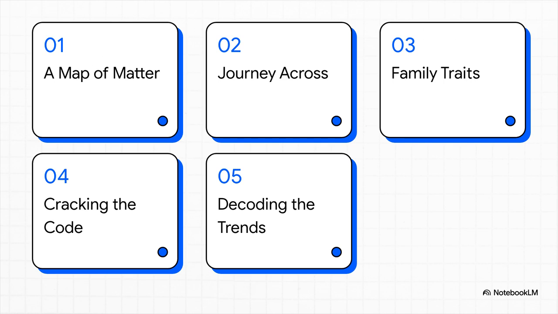First, we'll get the basic geography down. Then, we're going to take a journey across the rows. After that, we'll meet the element families in the columns. Then comes the fun part. We'll crack the secret code that runs the whole thing. And finally, we'll use that code to start predicting how these elements will act.